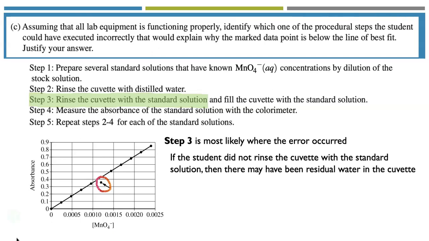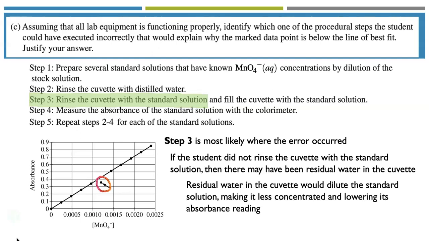If the student didn't rinse the cuvette with the standard solution before filling it and doing step 4, there would have still been some residual water in the cuvette. And those tiny droplets of water in the cuvette that I didn't rinse out are going to lower the molarity of the permanganate in the solution. And if the concentration is a little bit lower, that means the absorbance is going to be a little bit lower. So that's the most likely explanation of the error.